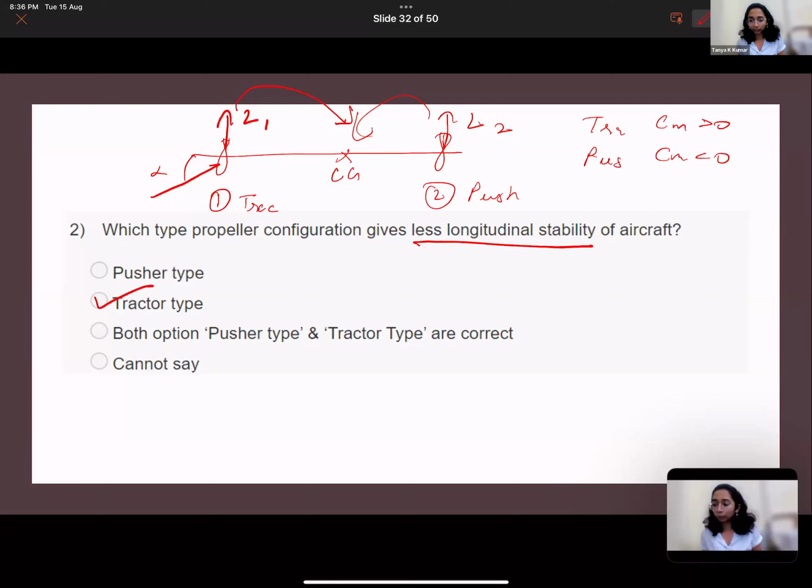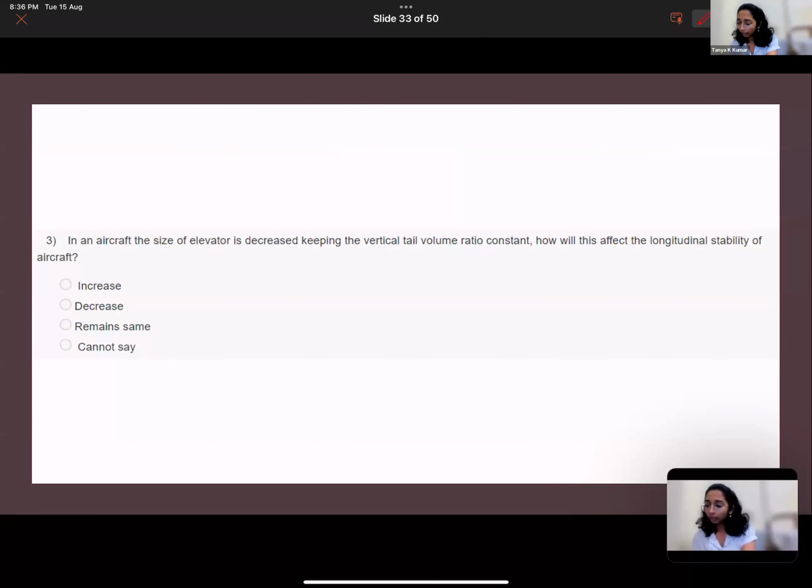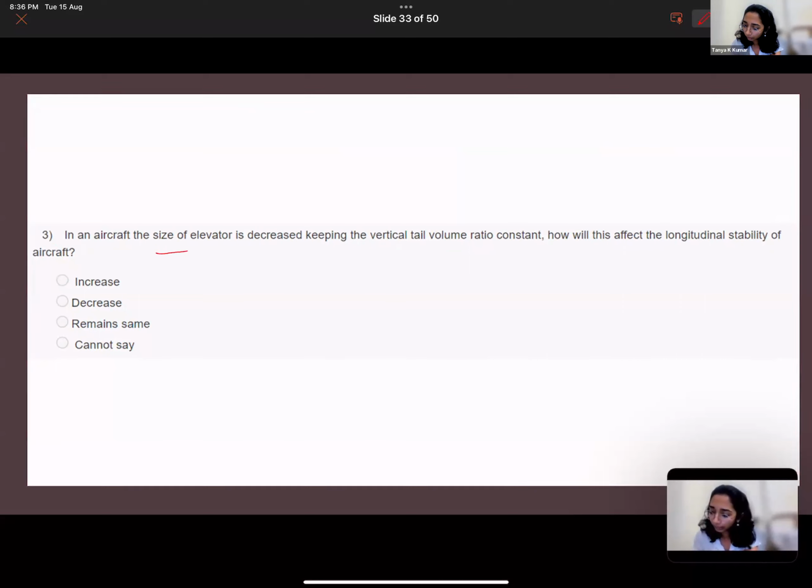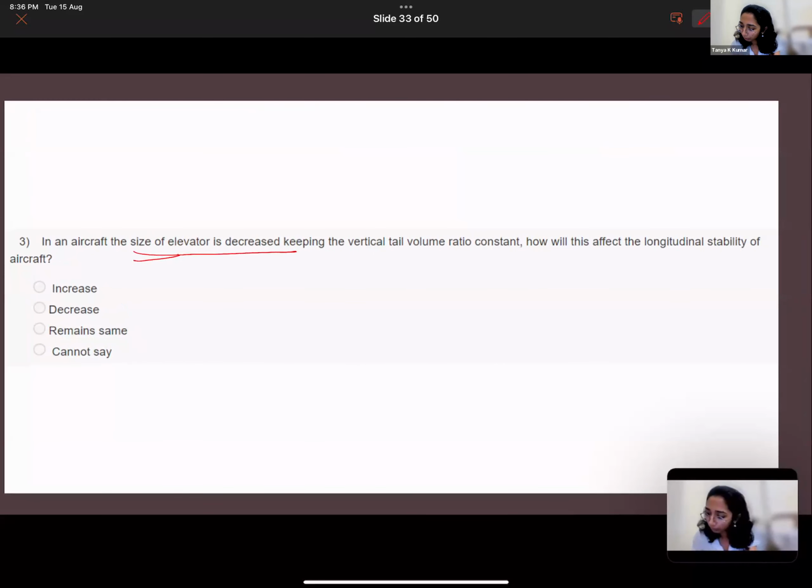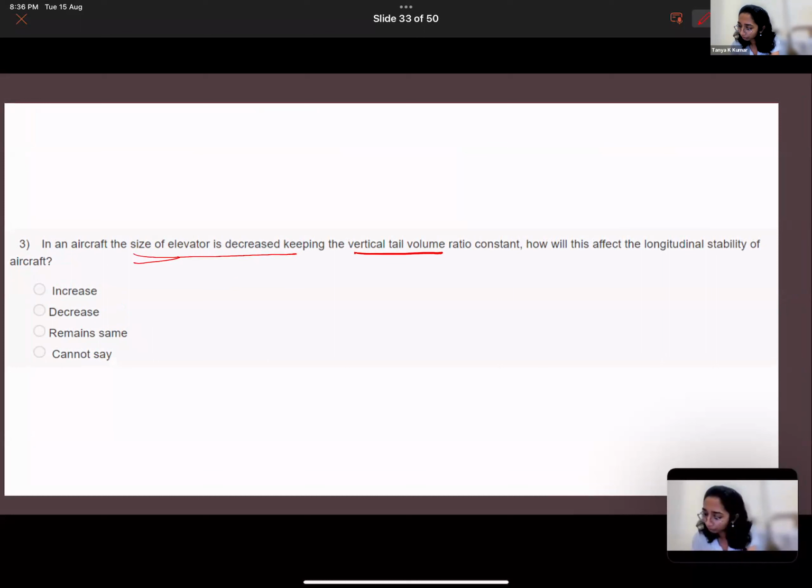So pitch up is positive, pitch down is negative. I hope that's ingrained in your minds. Pitch up is positive, pitch down is negative. Next. In an aircraft, the size of the elevator is decreased, keeping the vertical tail volume ratio constant. How will this affect the longitudinal stability of an aircraft? Okay, it should be horizontal tail. It should be horizontal, my bad.